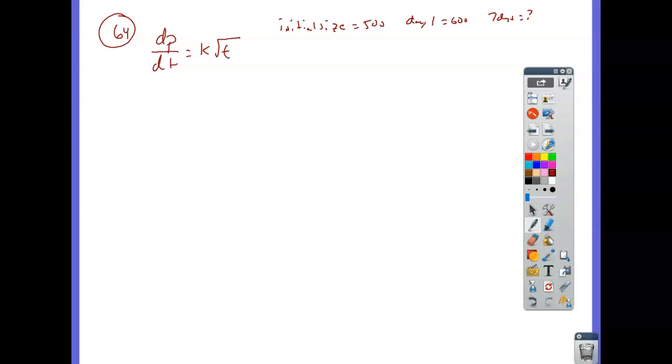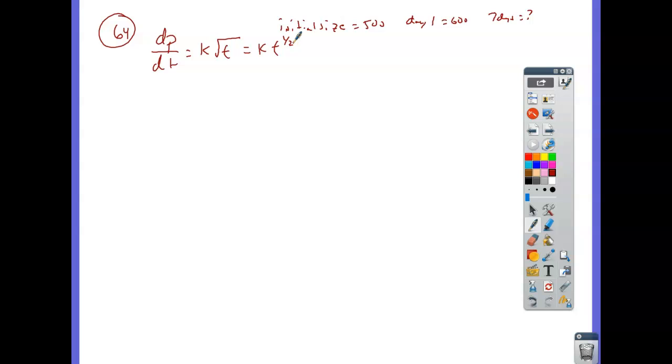...of a certain bacteria is dP/dt equals k square root of t, which we're going to change to t to the 1/2 power because we know full well that root's the root of all evil. The initial size of the population is 500. I wrote that up there. After 1 day, the population is now 600. Estimate the population in 7 days.